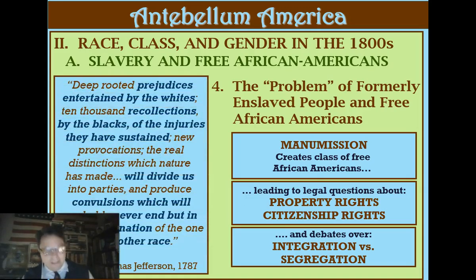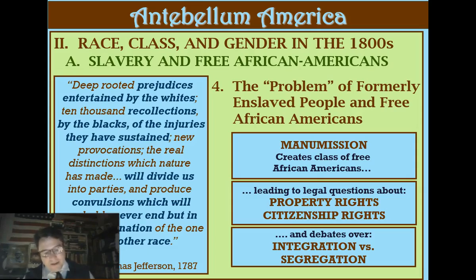Well, not surprisingly, Thomas Jefferson had an opinion about this too. Way back in 1787, he wrote about what might happen if some enslaved people got their freedom. To him, there was no way that he could ever envision an integrated society, partly because of white supremacy, partly because the black population could never forgive white people for what they had done to them in slavery, and what they continued to do to them at this time.